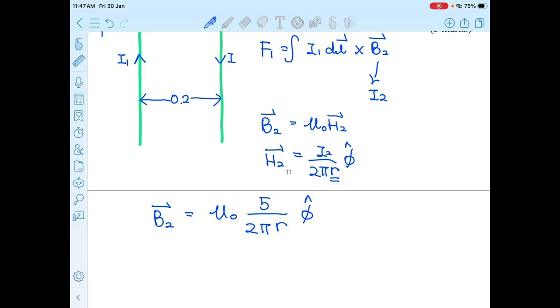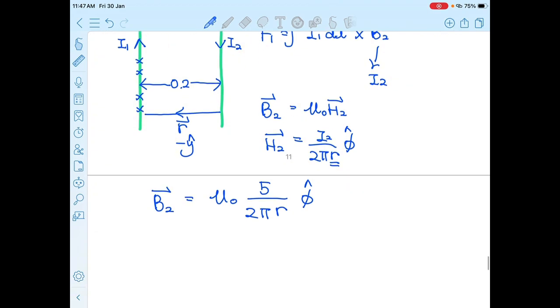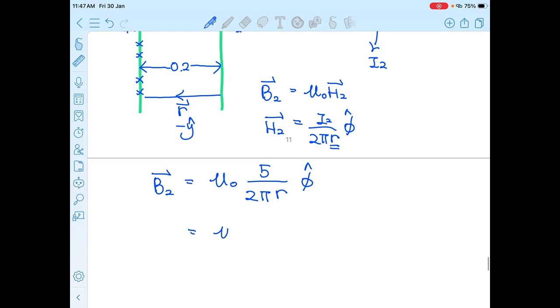Okay, so I will talk more about this r. Okay, r is the distance between I1 and also I2. Okay, so now you want to evaluate your magnetic field at the position of I1. So this one, the r will be in this direction, which means that it will be in the negative y direction. Okay, right, so here mu naught 5 over 2 pi, this is 0.2.